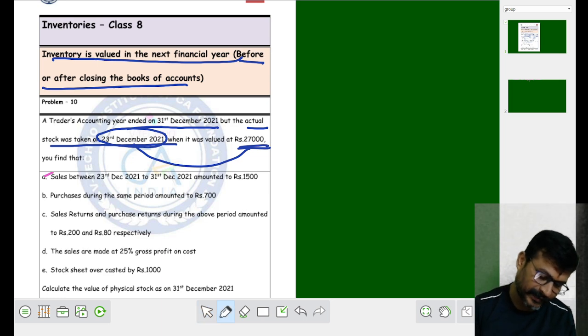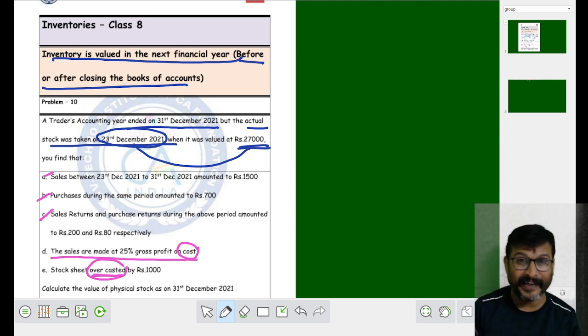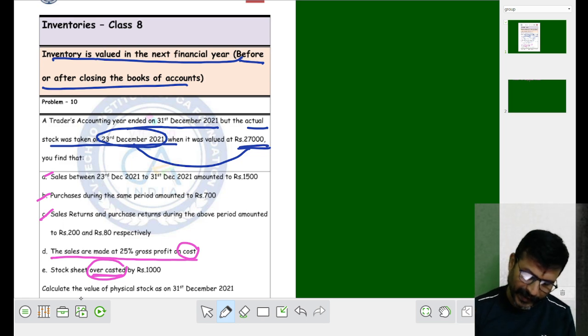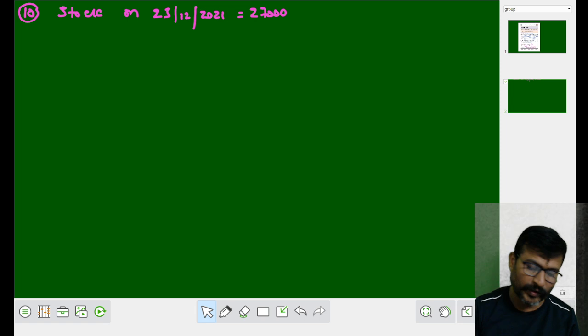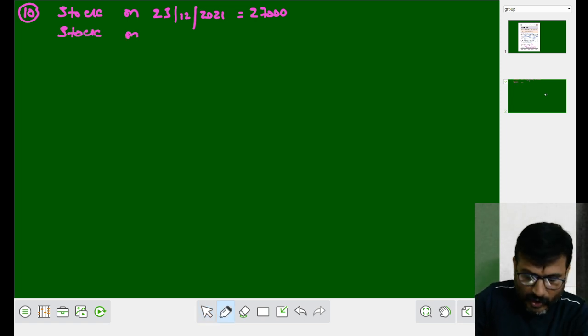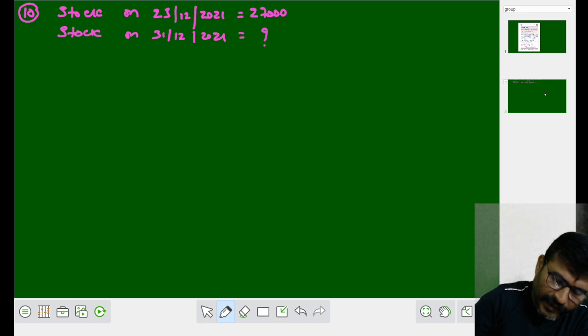Then sales is given, purchases is there, sales returns are there. Sales are made at a profit of 25% on cost price. Stocks are overcosted. Overcosted means what? Take it in the opposite place where the amount of stock is written. Calculate the value of physical stock on 31st December. When to calculate? We have to calculate stock on 31st December 2021?